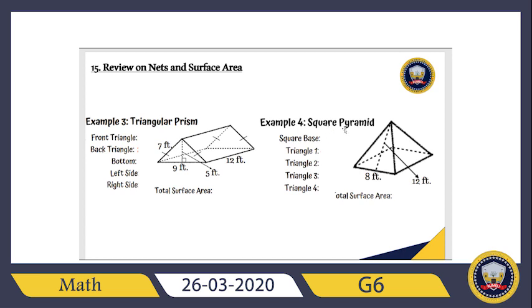Example 4 is a square pyramid. What is the area of the square base? Here I have a base from the bottom which is a square. Okay, you find its area. You find the area for triangle 1, 2, 3, and 4.